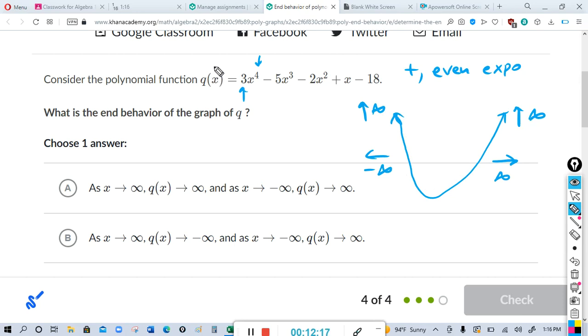But again, they don't use y, they use function of x, whatever letter, in this case, q of x. So the first part is infinity, infinity. And for the second part, x is negative infinity, and y is positive infinity. That's answer A.